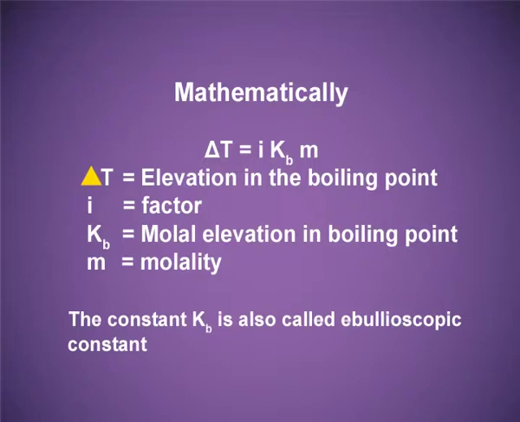Now, mathematically, delta T is equal to i Kb m. Here delta Tb, or delta T, is the elevation in the boiling point. i is Van't Hoff's factor, which I will explain later on. Kb is the molal elevation boiling point constant. It is also known as the ebullioscopic constant. Its unit is Kelvin kg per mole. And m is molality.